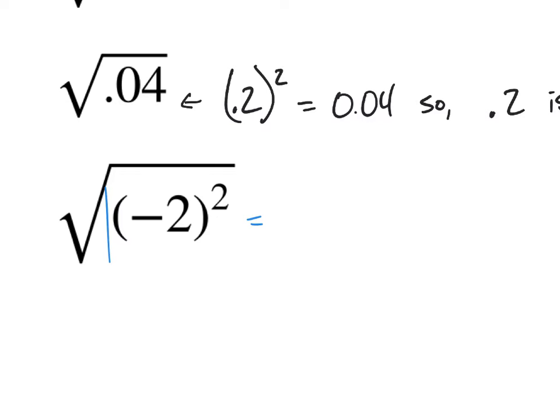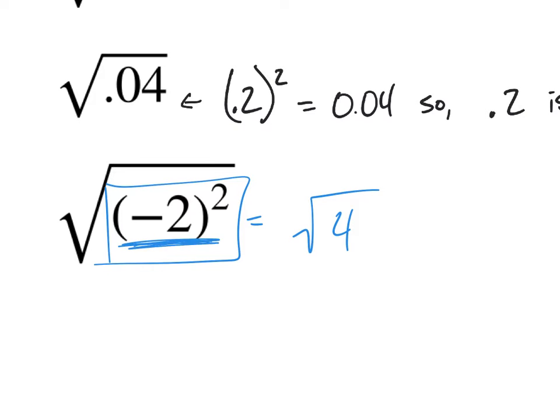If you just think about what the value is of this expression inside the square root, negative 2 squared is negative 2 times negative 2, and so our answer is the square root of 4. That negative just disappeared, because when we evaluated this, we got a positive number.